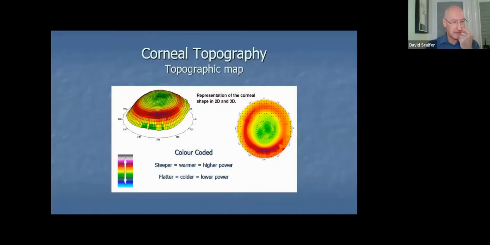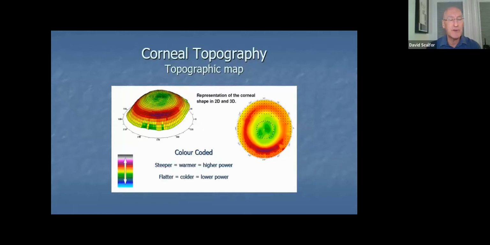This is where it starts to get slightly confusing. So we've got there a representation of the cornea. On the left, you've got a 3D representation, and on the right, there's a 2D representation. And they're color coded. So the steeper areas are warmer colors, and that means they have higher power. If they're flatter, they're colder and have lower power. So this cornea has had myopic corneal refractive surgery, so it's flatter in the centre, then you get an area around the edge of the ablation zone which is steeper, and then it flattens off again.